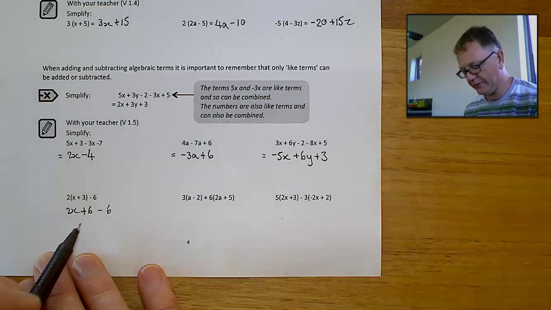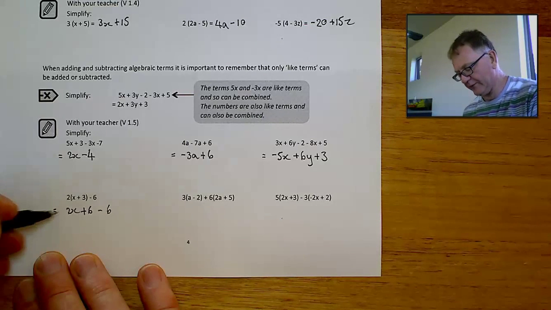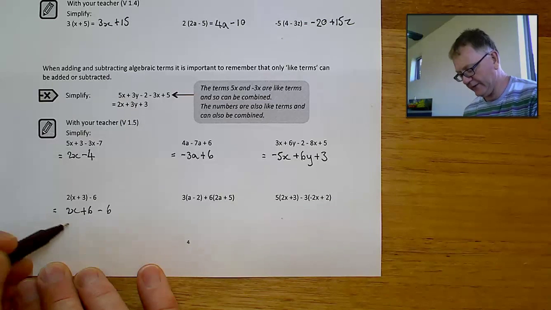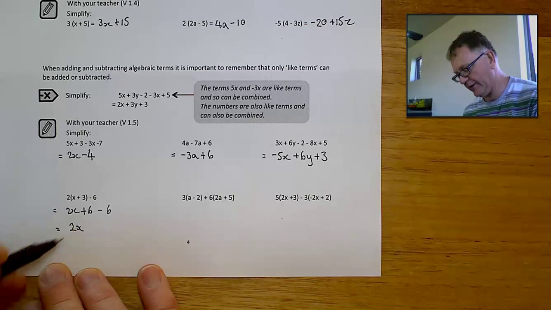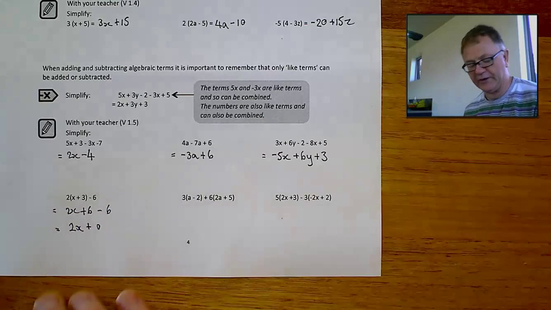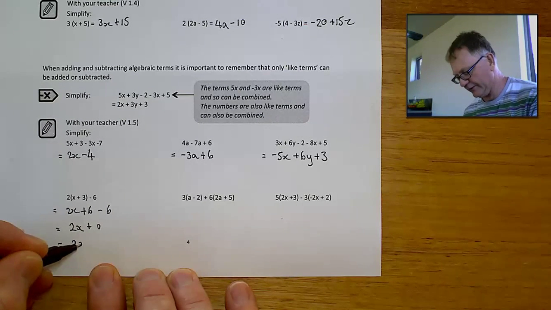Now these numbers can be grouped together. The x's can't go with anything else, but the numbers can. We've got plus 6, take away 6. 6 minus 6 equals 0. So it's 2x, and you could say plus 0 if you wanted, but there's no need to write the plus 0 on there. So our answer could be written just as 2x.